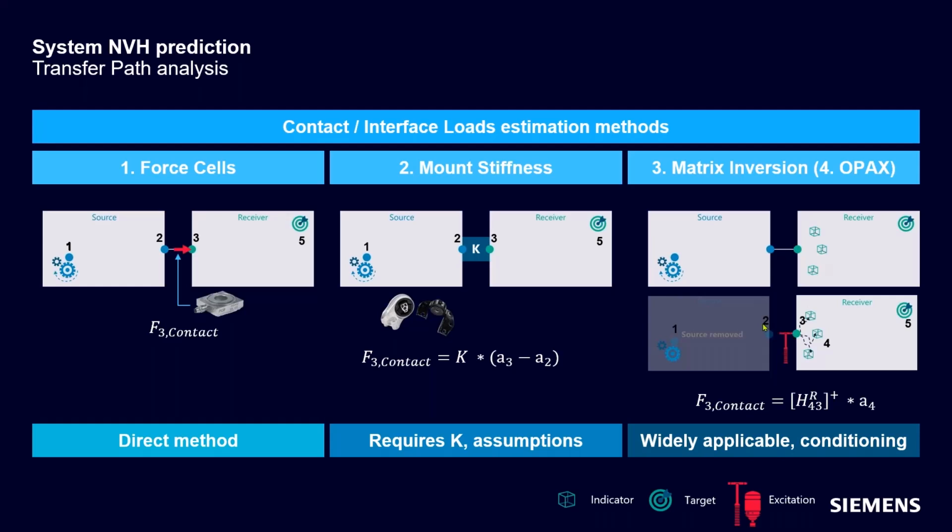In traditional TPA, we'll take the source out and then we'll use an impact hammer or something and actually get FRFs between the connection point and our indicator locations to understand that relationship. We can then invert this matrix.